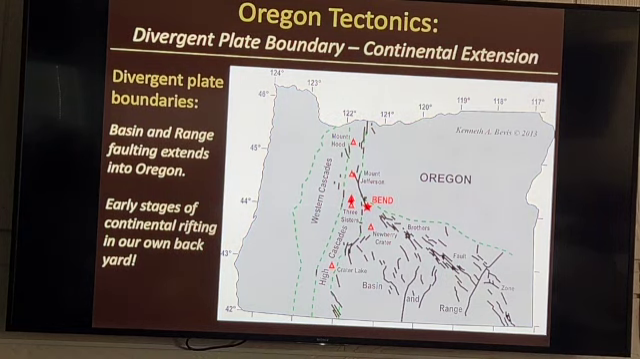And so this is a map that I didn't spend a lot of time on because you couldn't see it. But this shows major faults in Oregon.